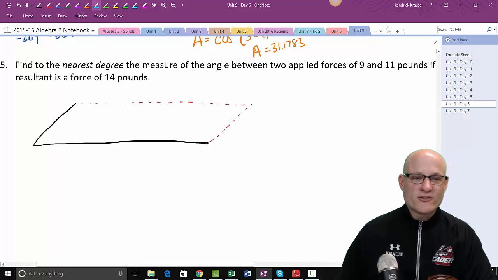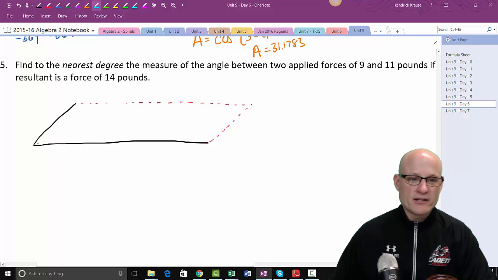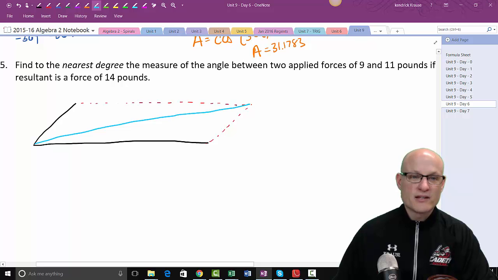Grab a different color, because more colors is more fun. That is a horrible line. Let's try to see if I can make that a little bit better. It's a little bit better.